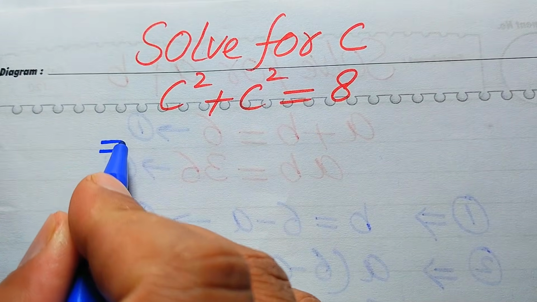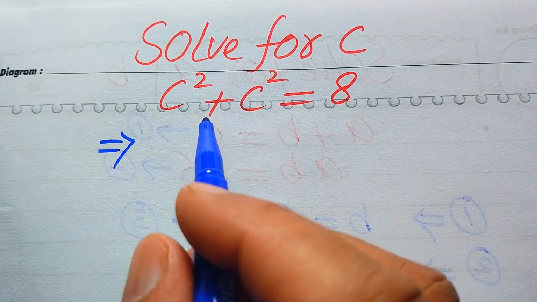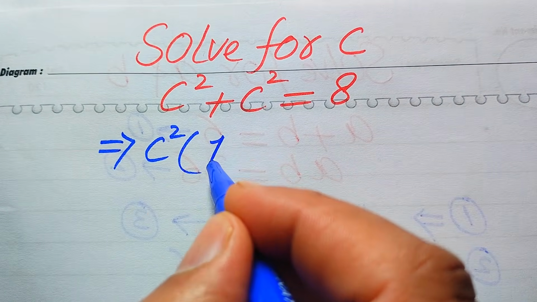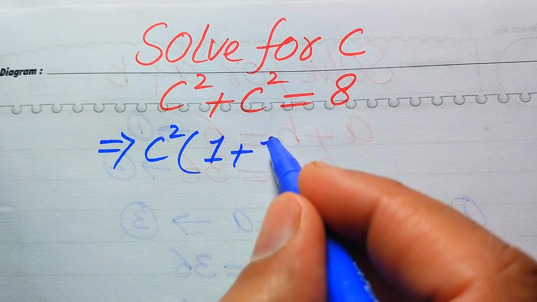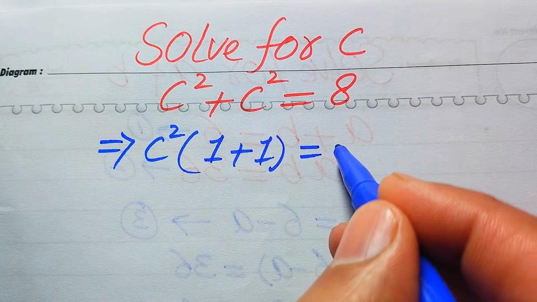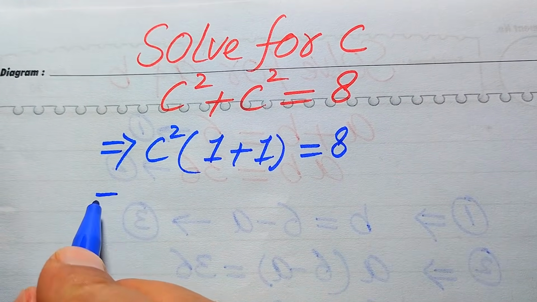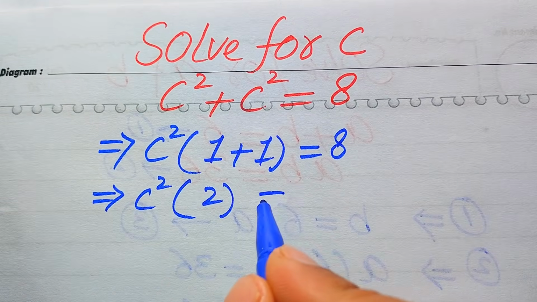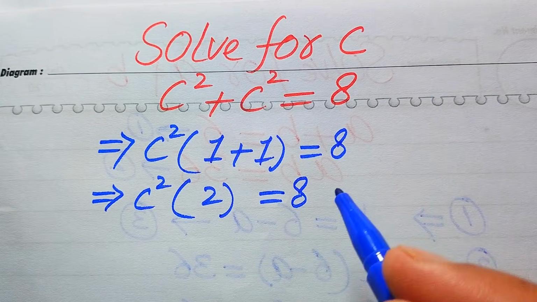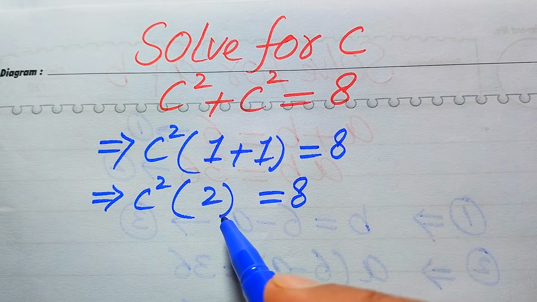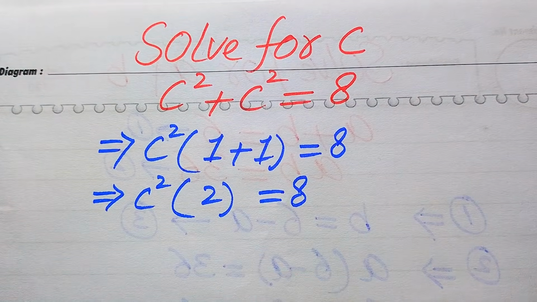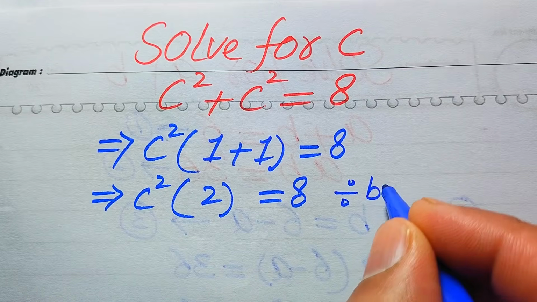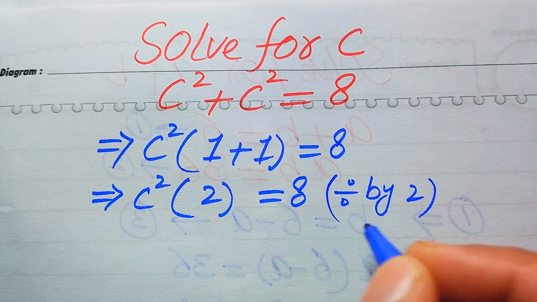So the very first thing we are going to do is take common c square from here, and when we take common c square we get the remaining values 1 plus 1 equals to 8. Now in the next step we have c square times 1 plus 1, which becomes 2, equals to 8. Now we need to remove this 2, so we will divide both of the sides by 2.